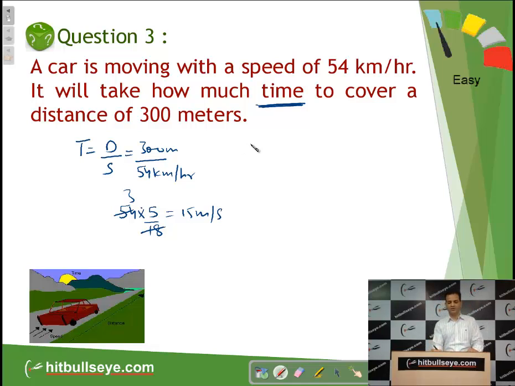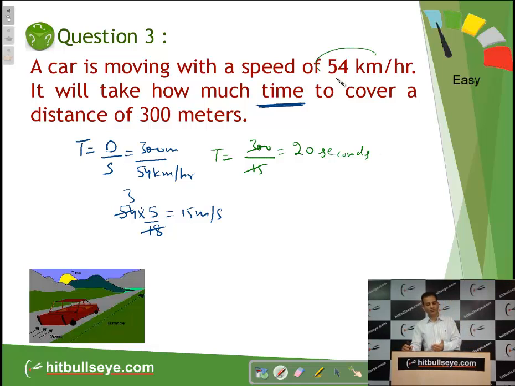After that what will you do? Distance is given, 300. Speed is given, 15 meter per second. So what will be the time? It will be 20 seconds. The answer will be in seconds. So time will be 20 seconds. So here what have we learned? Conversion of the units. 54 km per hour to meter per second, which is 15 meter per second. And distance is already in meters. So we have to take care of the units also. Clear? Now we will move to the next question.